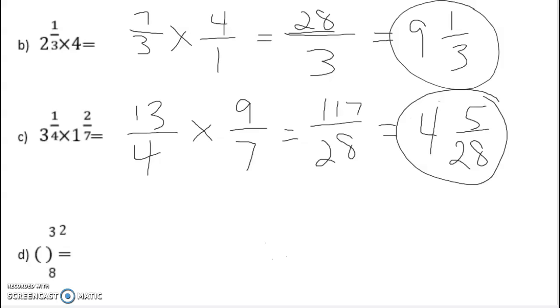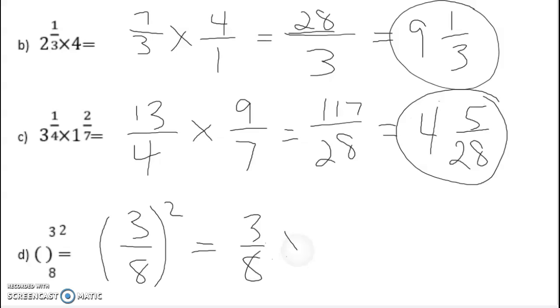And then our last one here, this looks a little weird, so it really should look like this. 3/8 in a bracket and then squared. Okay, so what this means is we're just going to multiply 3/8 by itself twice. Okay, so I'll just write this out first. So we have 3/8 times 3/8.